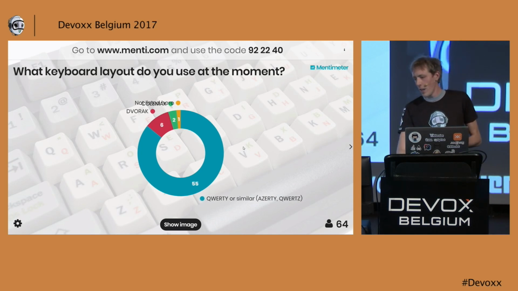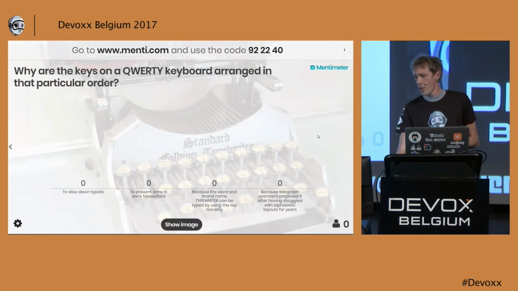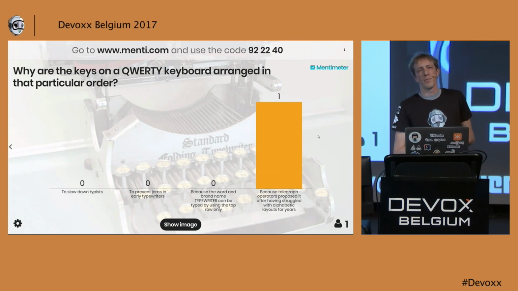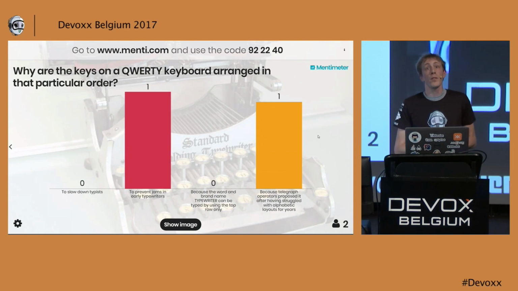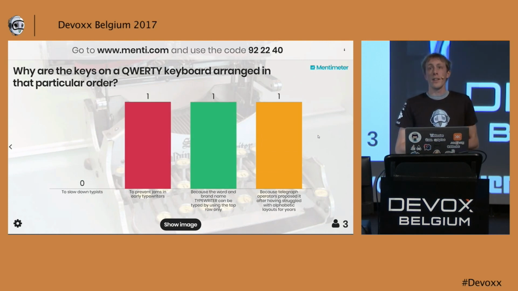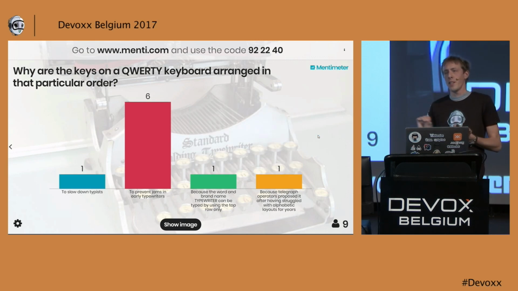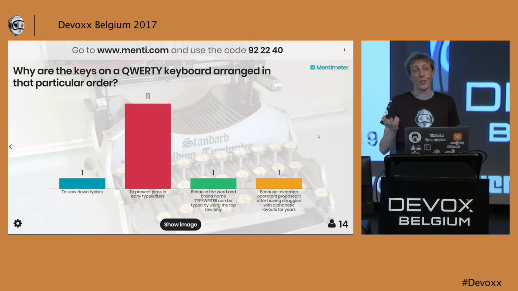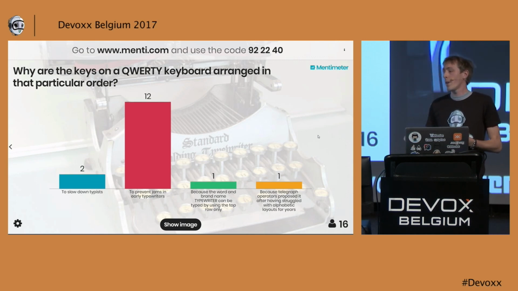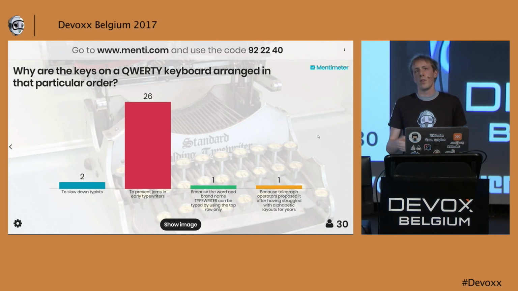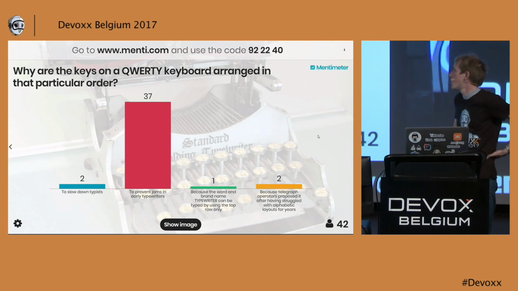So let's do another voting one, because I have a second question to ask you guys. Why are the keys on a Qwerty keyboard arranged in that particular order? Is it to slow down typists? Is it to prevent jams in early typewriters? Maybe it is because the word and the brand name typewriter can be typed on the top row only. This is really possible. You should try it out. Or is it because telegraph operators used alphabetical order for years and proposed the new layout because it was easier for them? Most people think it's to prevent jams.